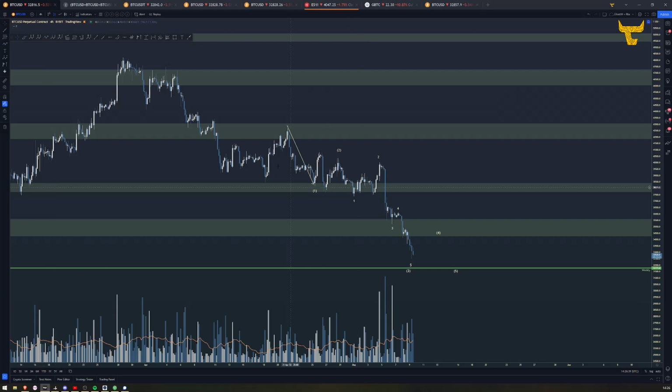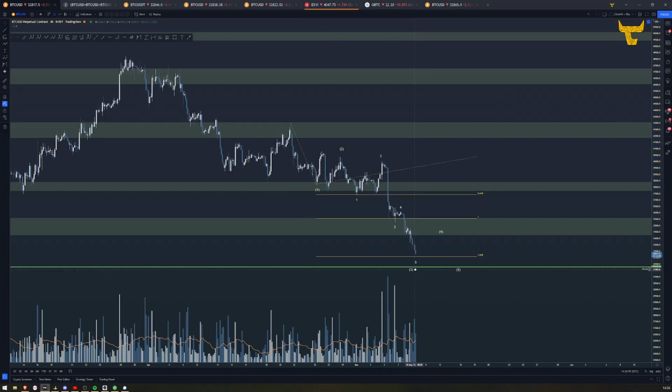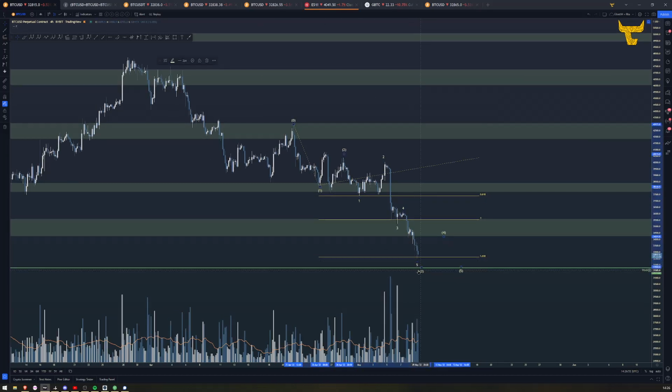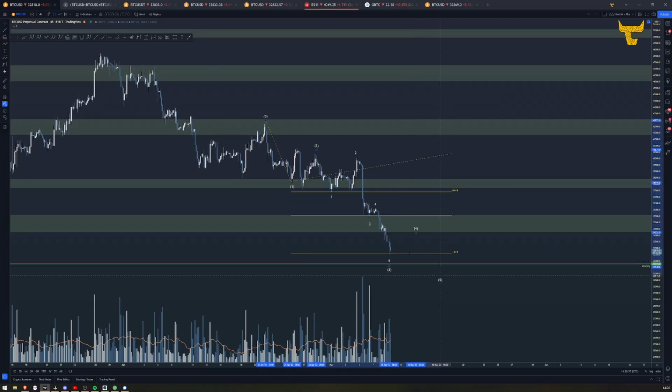So if that's the case, we look at this count like this. 1, 2, and the target for wave 3 is 161.8, which we just reached today, in fact. We could be looking at the 3-4-5.